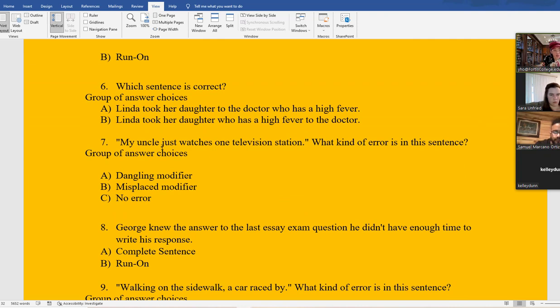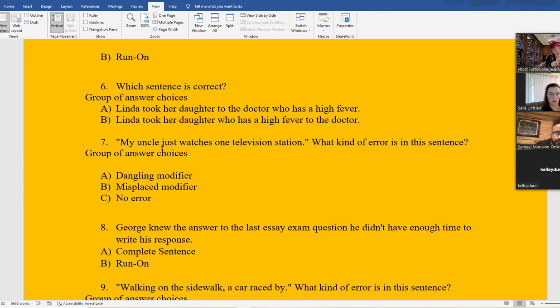Which sentence is correct? Linda took her daughter to the doctor who has a high fever, or Linda took her daughter who has a high fever to the doctor? B. Yeah. Is this a misplaced modifier or a dangling modifier? Misplaced. Misplaced, you got it.